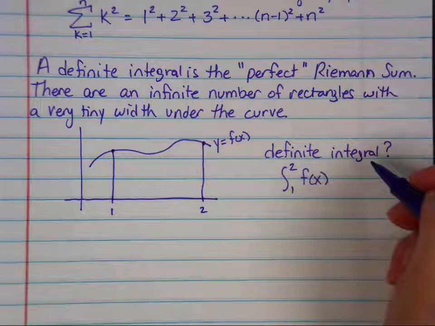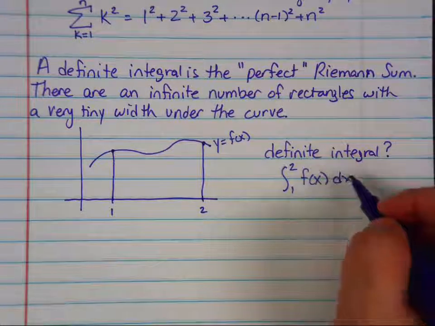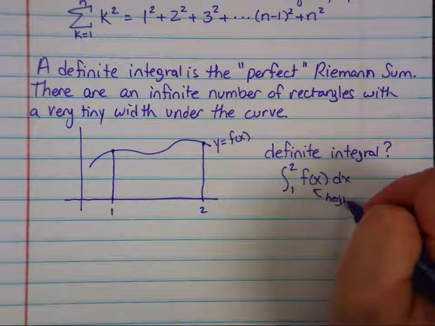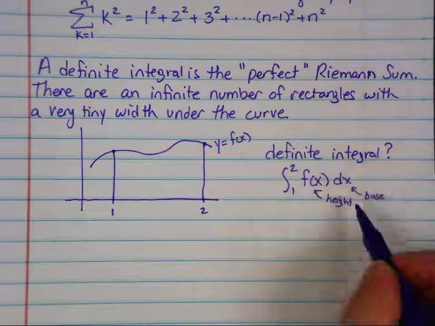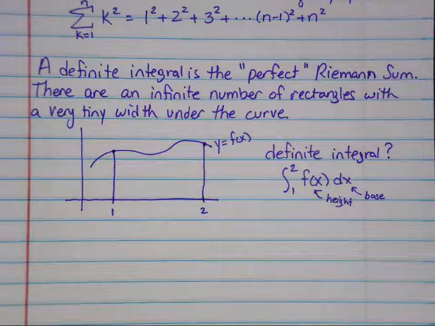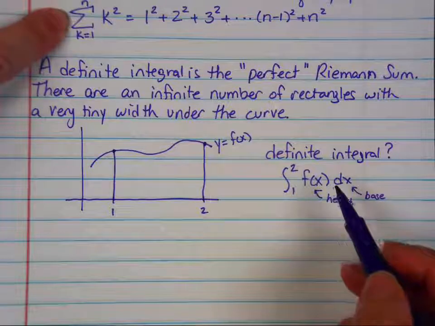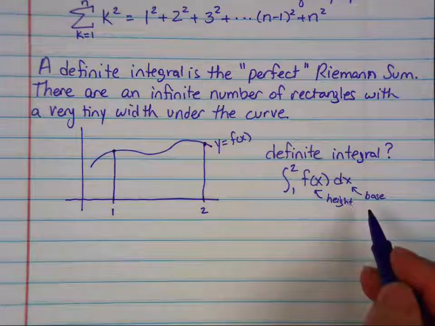And then, is that it? No, I've got to have a dx. Now, what is that dx for? This right here is the height of each rectangle, because it's the y value, and the dx is the base. Because dx, remember, is the same thing as delta x. And delta x is the width of each subinterval. So this is basically the same notation as this sigma up here, just written in a different way. Okay? So it's base times height, which is area.